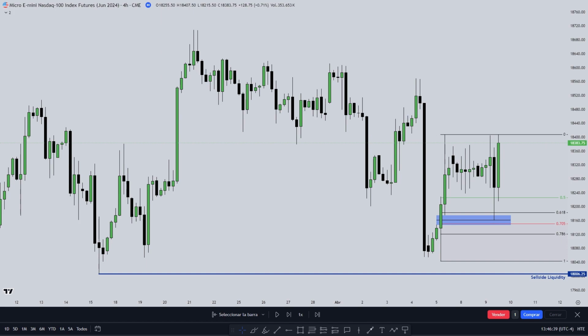Note the reaction that price offered at the midpoint of the FVG. This shows the importance of framing ranges. You should start using them in order to get a greater view of the market, since you can get the key levels in price that can be used as entries or targets.